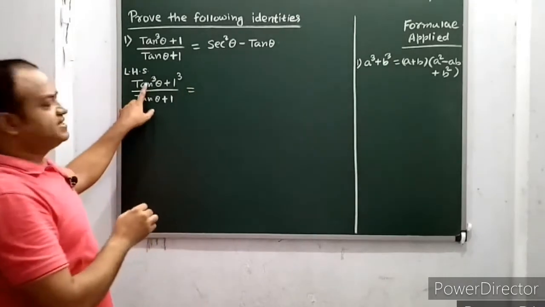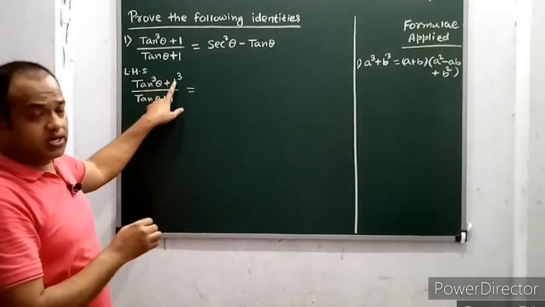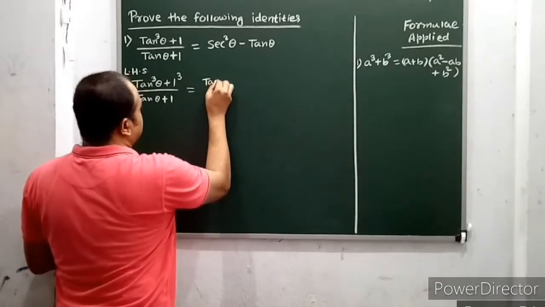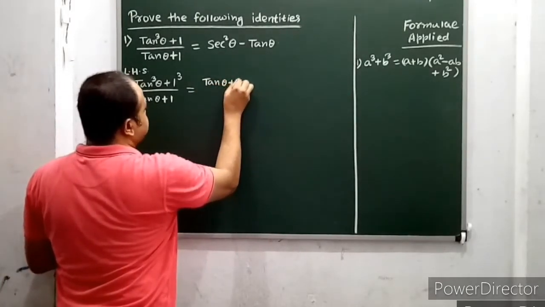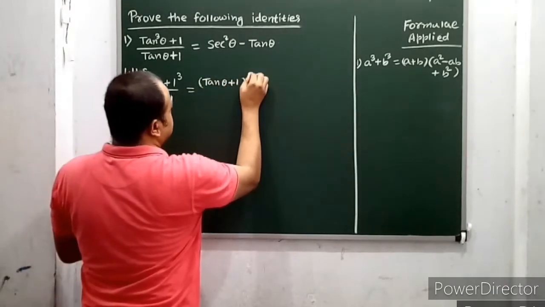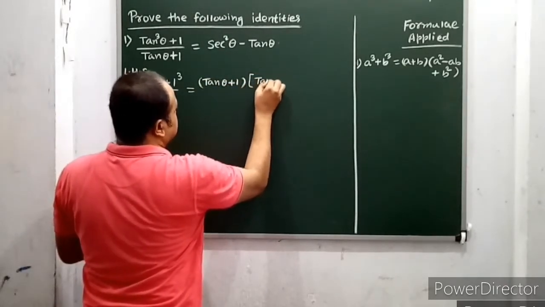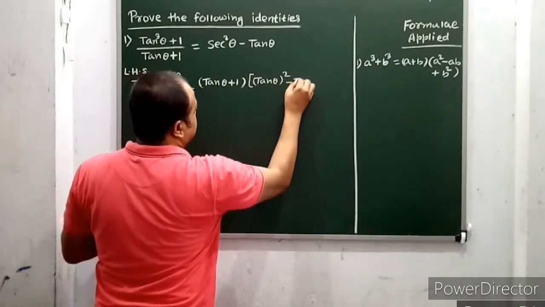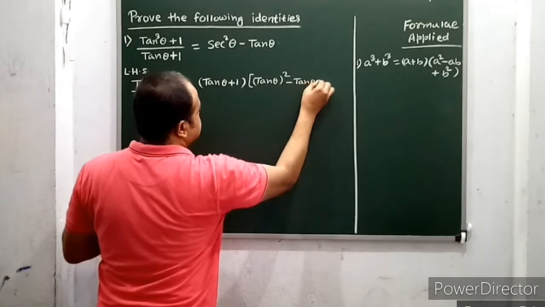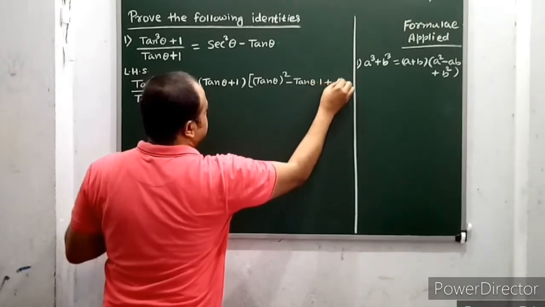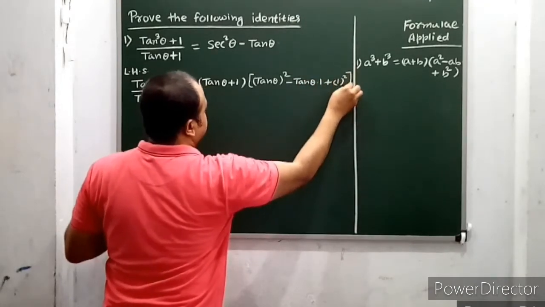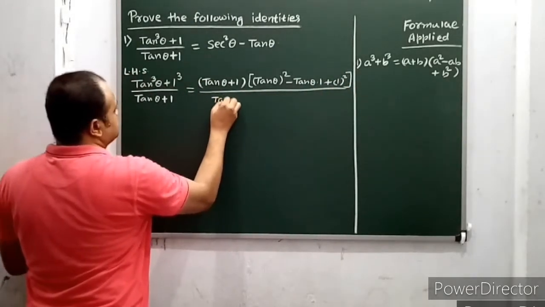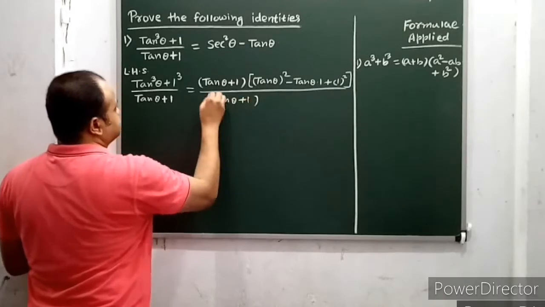So what is a here? Tan theta, and what is b here? 1. So I apply the formula a plus b into a square minus a into b plus b square by tan theta plus 1.